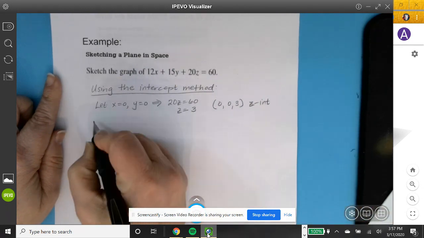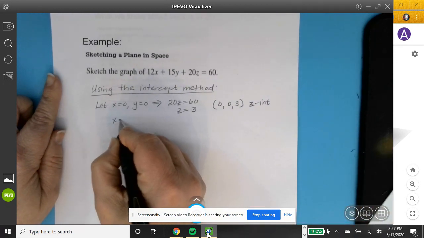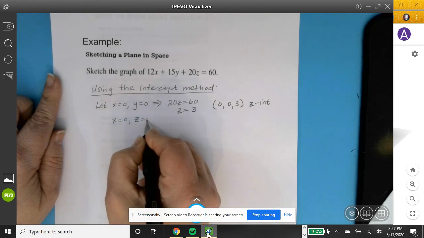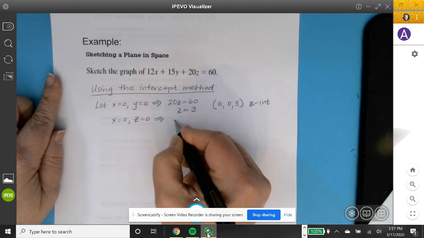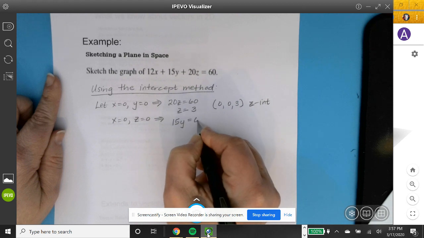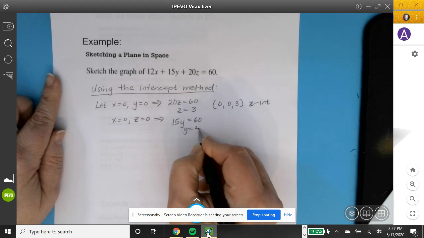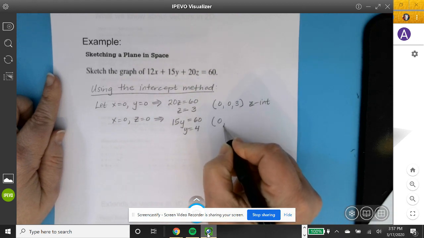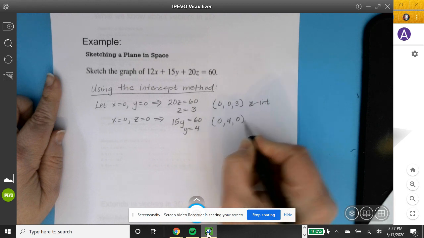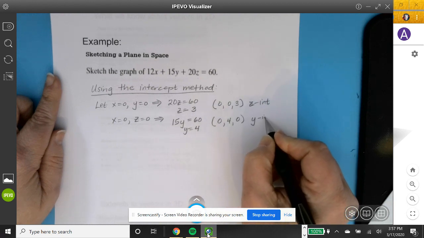Okay. What about the other intercept? We're going to let x equal 0, then we'll let z equal 0, which means I'm going to say that 15y equals 60 and y equals 4. So that point's going to be 0, 4, 0, and that's the y-intercept.